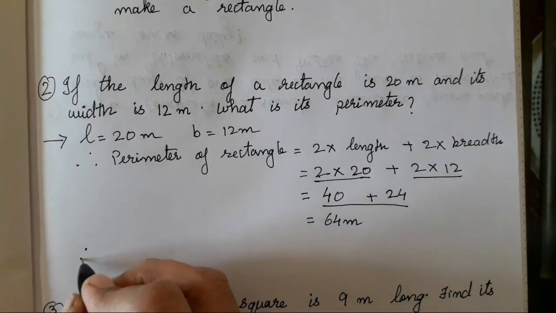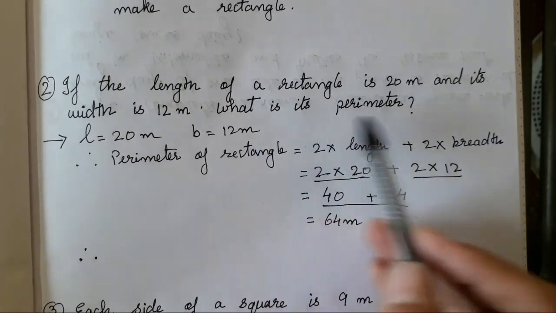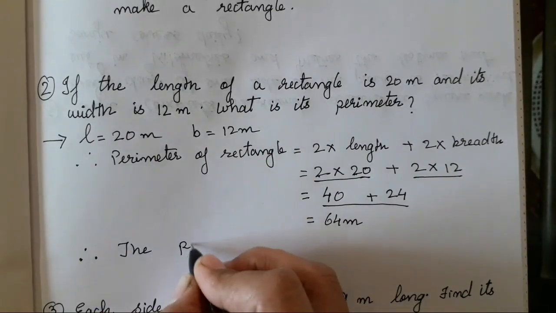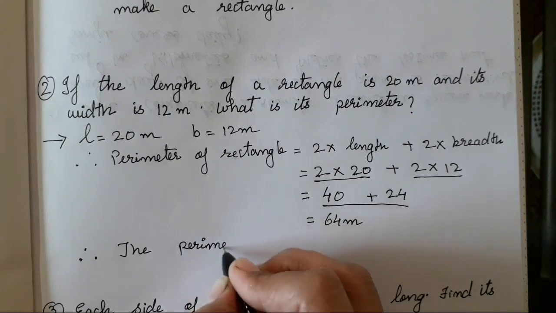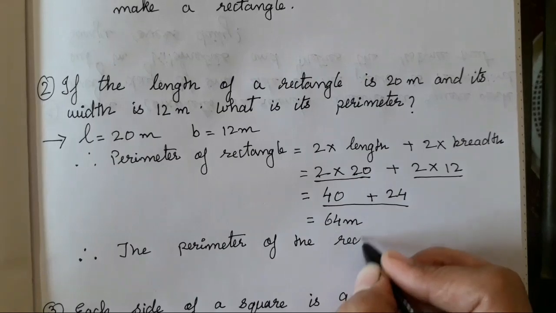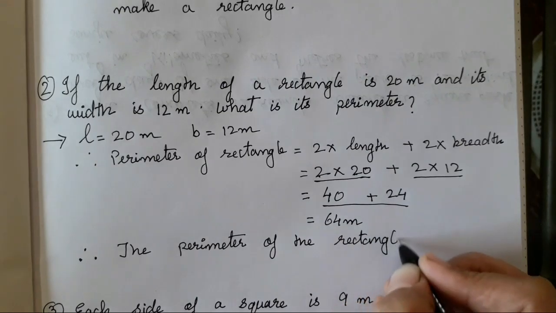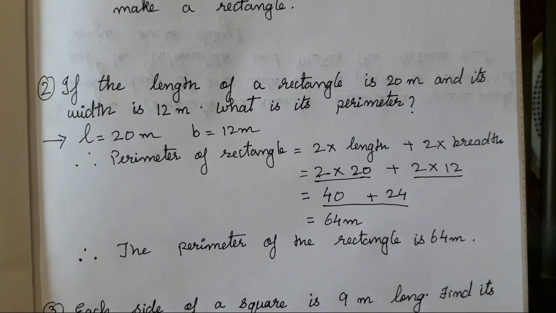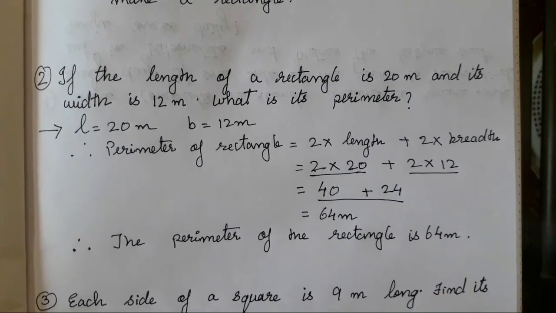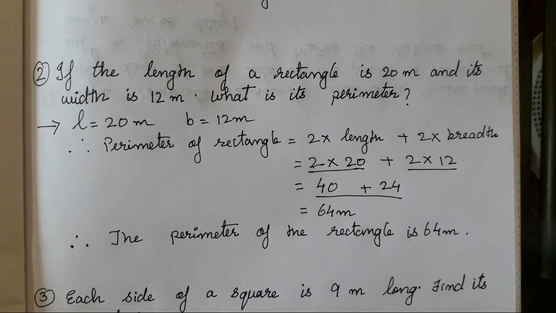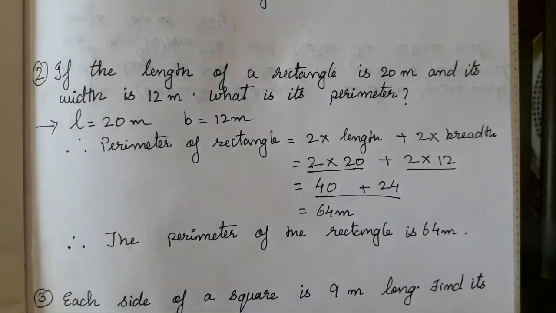Got it? So what was the question they had asked? What is its perimeter? So the perimeter of the rectangle is 64 meters. Got it? Isn't the sum easy? They are very easy sums. Only thing is, you all have to understand the trick and the method of solving it. All the sums are done in this manner only.